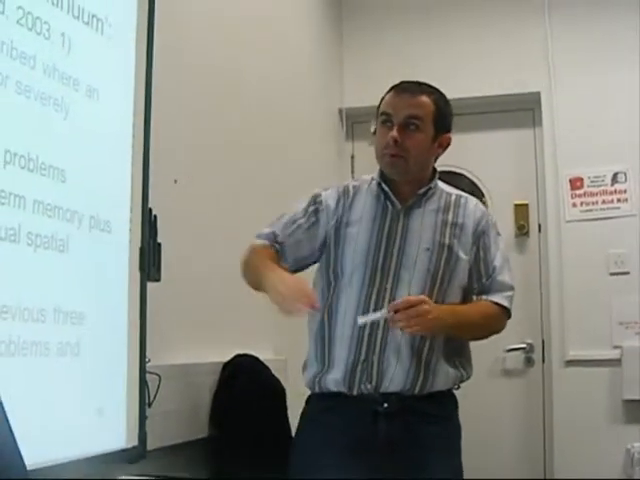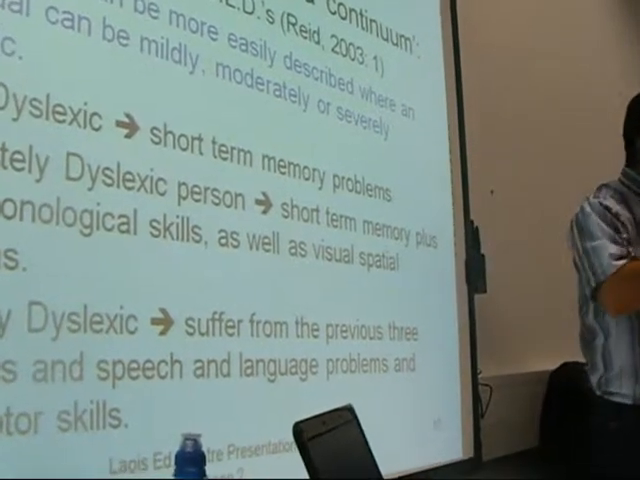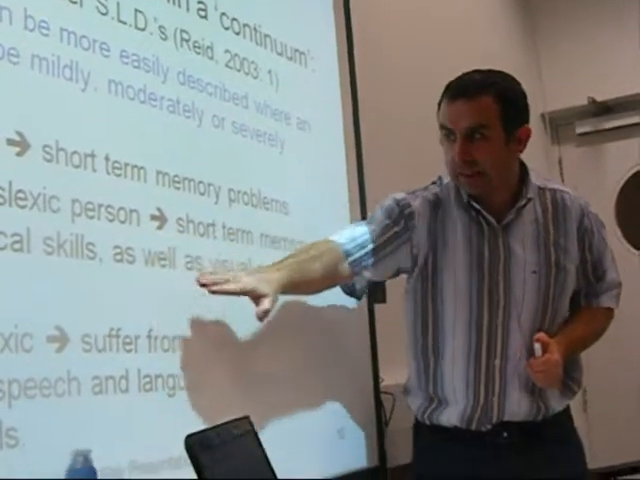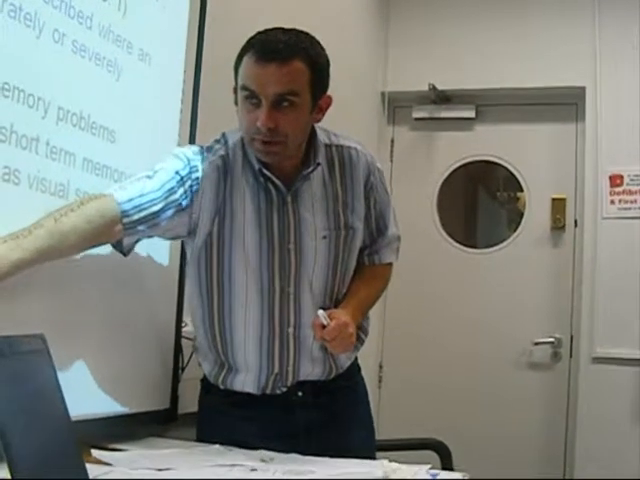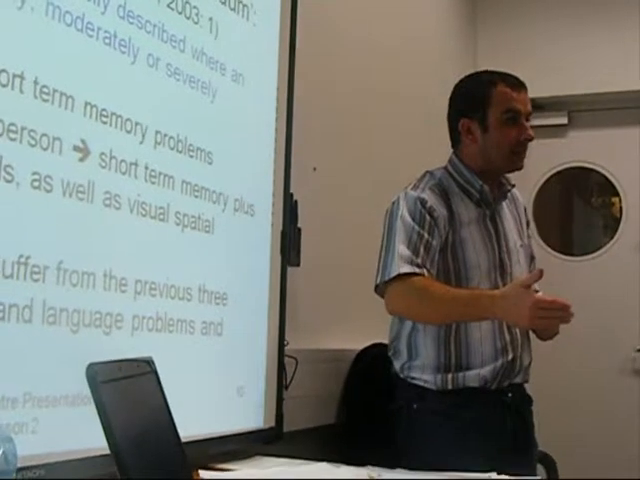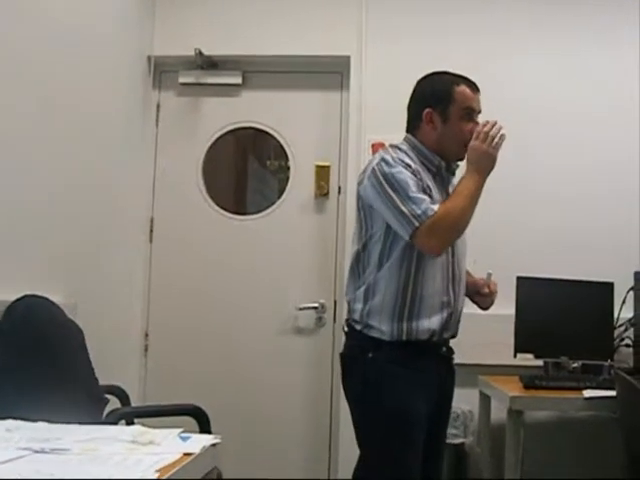So this continuum can be based in terms of mildly, moderately or severely dyslexic. If you're speaking about a child with mild dyslexia, you're looking at the likes of short-term memory problems. For a child with moderate dyslexia, they can have short-term memory problems plus poor phonological skills. Phonological skills deal with the sounds which letters make, okay, as well as visual spatial problems. Whilst if you're speaking about a child with severe dyslexia, they can suffer from the previous three problems, as well as speech and language problems and poor motor skills. So the idea behind it is that it's very hard to definitively identify one particular characteristic and one set of other problems for a child with dyslexia.